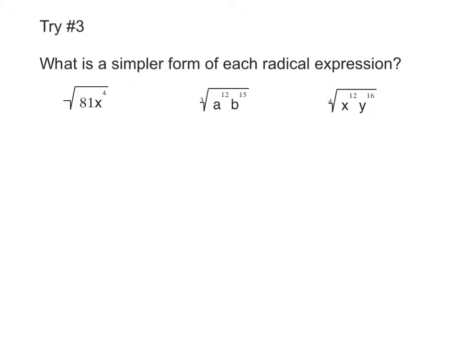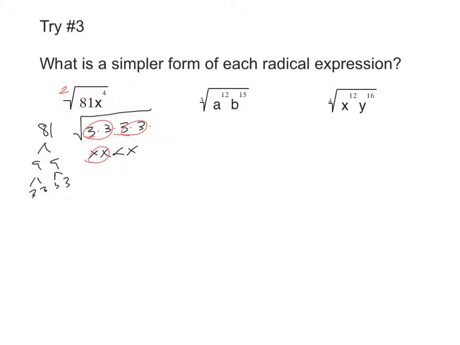All right, 81 is 9 and 9, and we should know that 9 is 3 and 3. So this is 4 3s and 4 x's. All right, this is a square root because it's not listed. So this is 3 squared. I shouldn't write that. 3 times 3 times x, which is 9x squared.